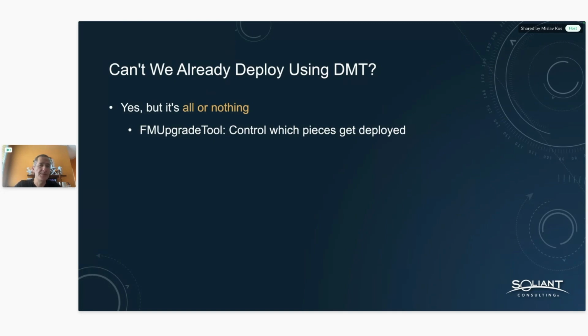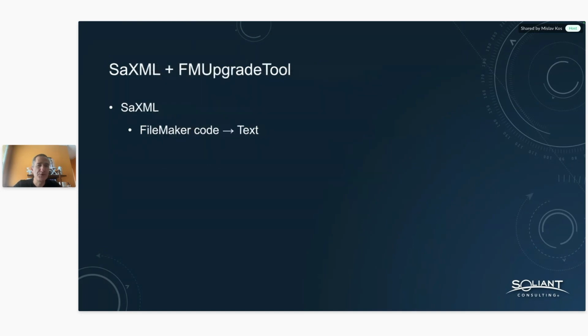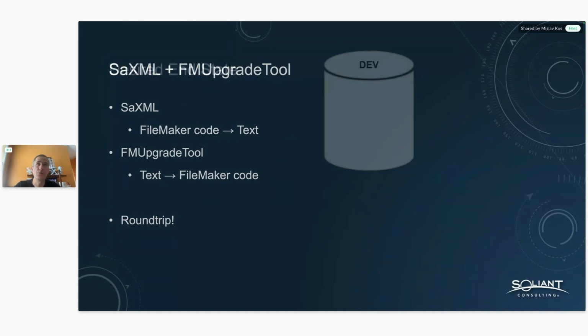And also the DMT can be slow when you're moving large sets of data. And with the upgrade tool, again, what you're moving is code, not data. And so therefore it's going to be a faster operation. So these things put together, SaXML gives us going from FileMaker code to text. Upgrade tool goes in the other direction. We now have this round trip capability, and again, this is a big deal that we're sort of moving close to this capability. So let's visualize what our end state would look like.